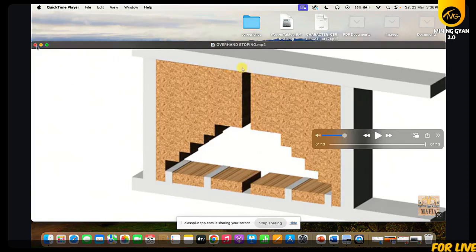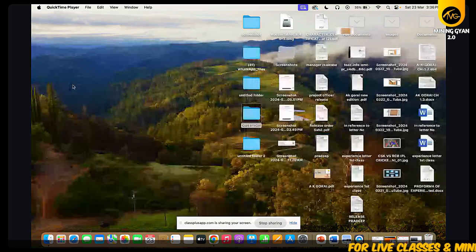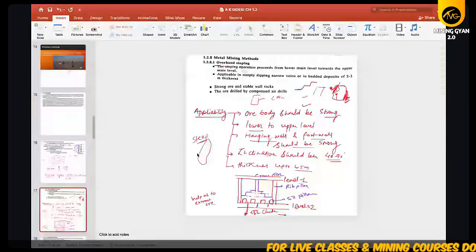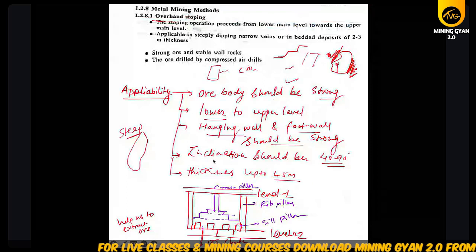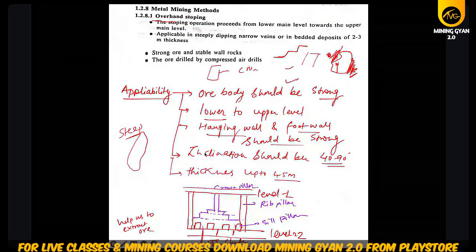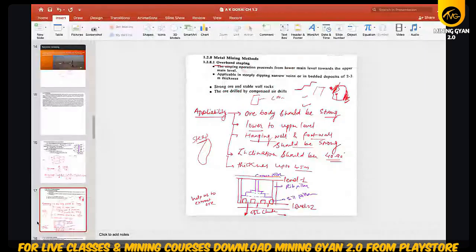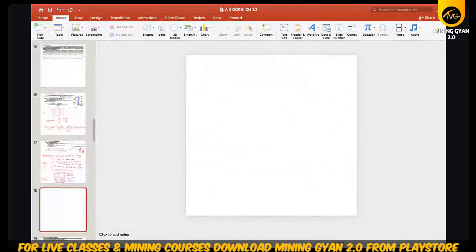In this method, the ventilation will be good because we are going from down to top. Okay, and let me discuss a few disadvantages of this method. What type of disadvantage in this method? Working is difficult.